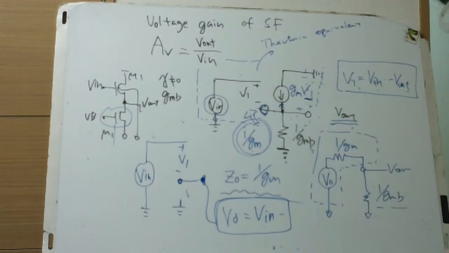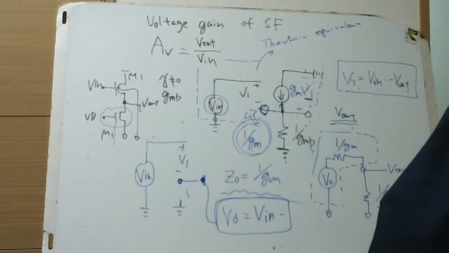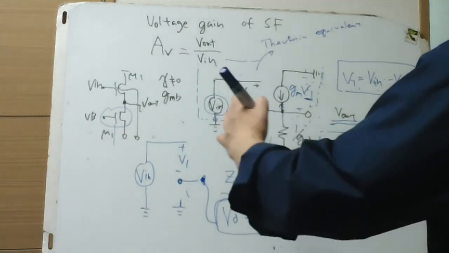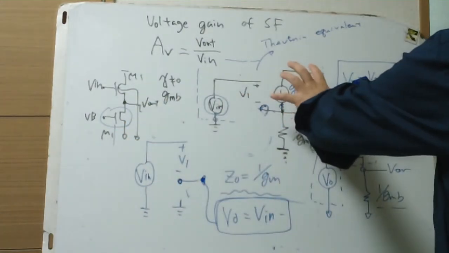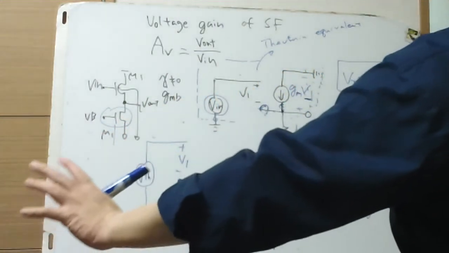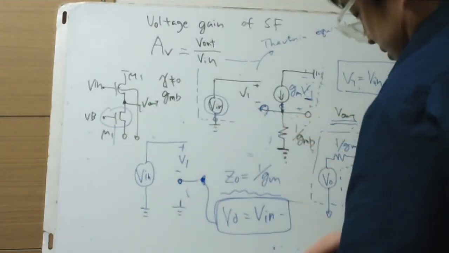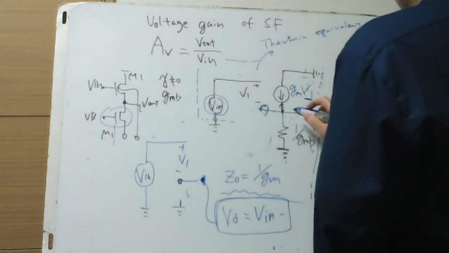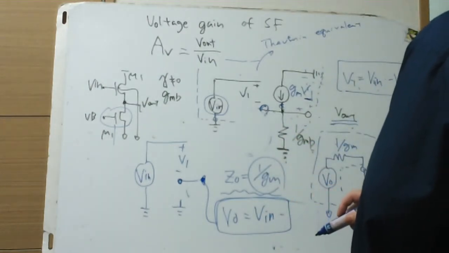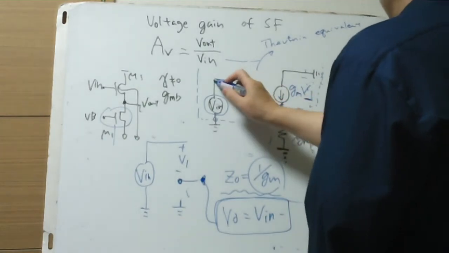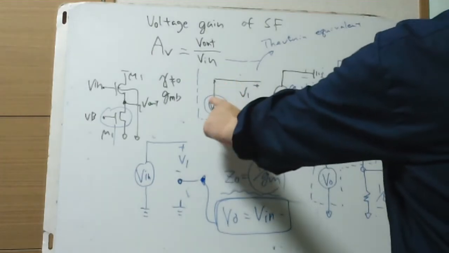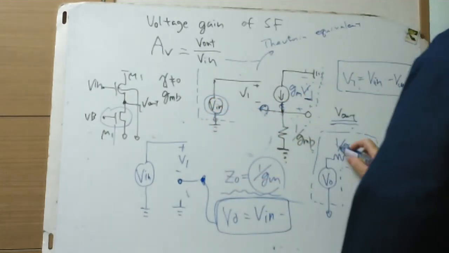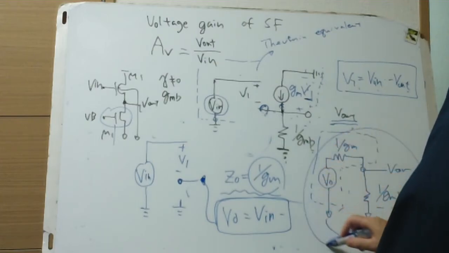What kind of Thevenin equivalent? Put the Thevenin equivalent concept aside, just thinking about this exact story, or exchange the 1 over GM, we can write this is V out, this is Vin, and V1 equals Vin minus V out, and in between Vin and V out, there's a resistance of 1 over GM, simply this.